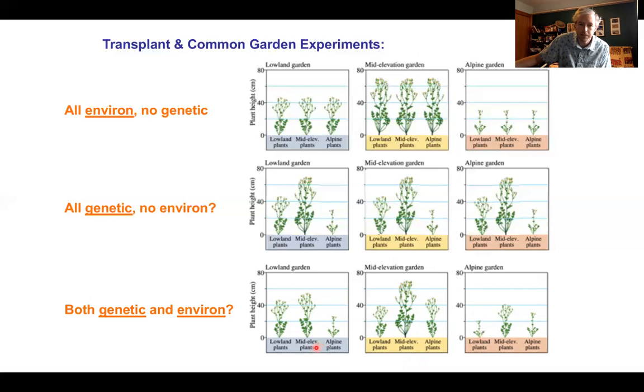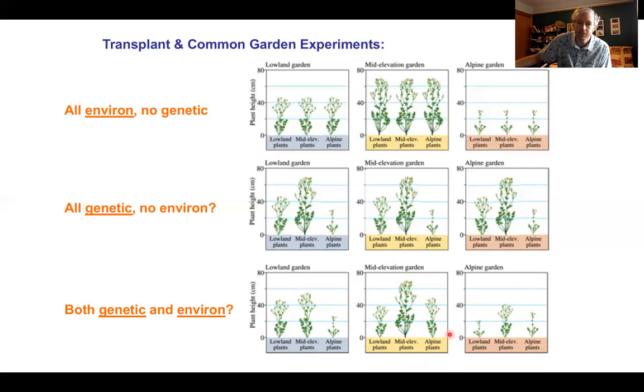Conversely, the mid-elevation plants grow okay in the lowland garden. They grow really well in the mid-elevation because that's where they're designed to grow. That's the wrong word. That's where they have adapted to survive. And they don't do so well at the high alpine. Okay. So we start to see these changes.